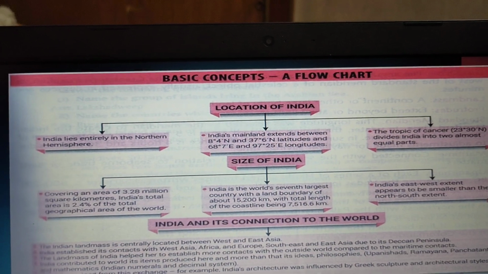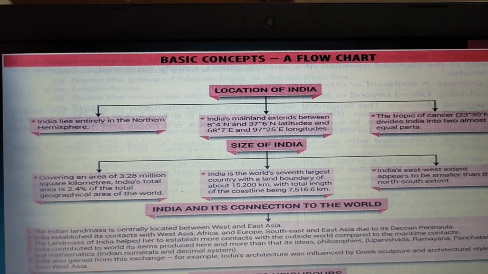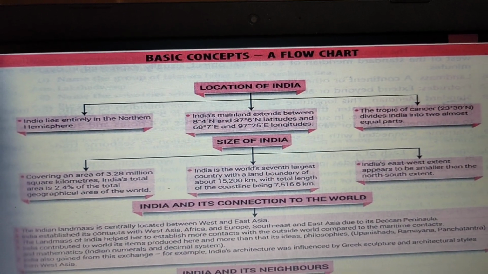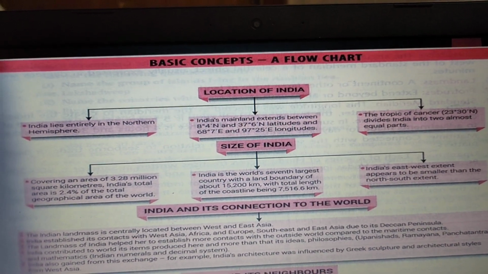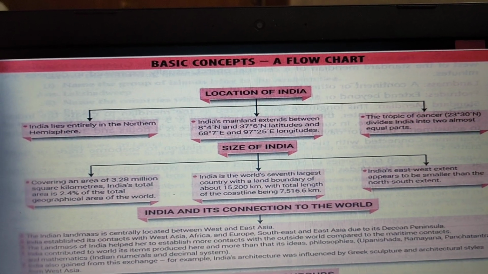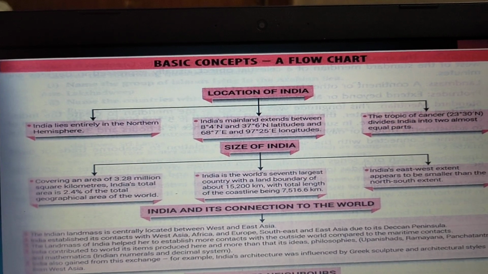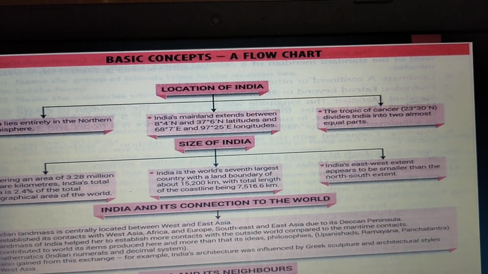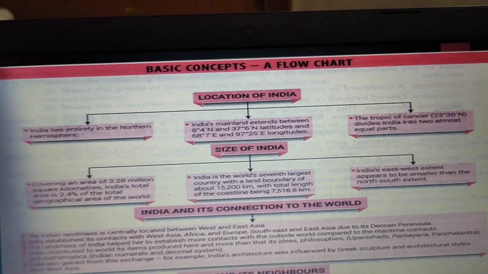India lies entirely in the northern hemisphere. How? We'll see with the pictorial representation. India's mainland extends between 8 degree 4 north and 37 degree 6 north latitude and 68 degree 7 east and 97 degree 25 east longitudes. The Tropic of Cancer divides India into two almost equal parts.